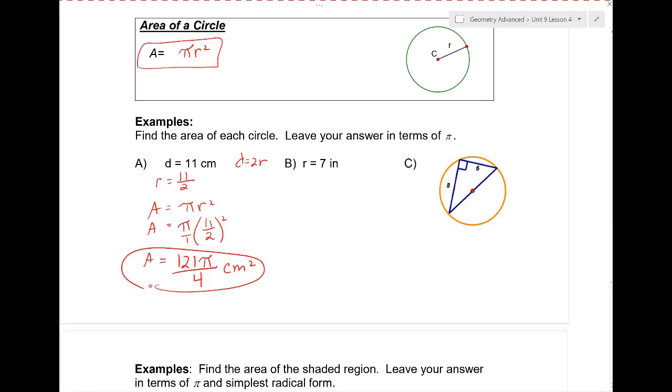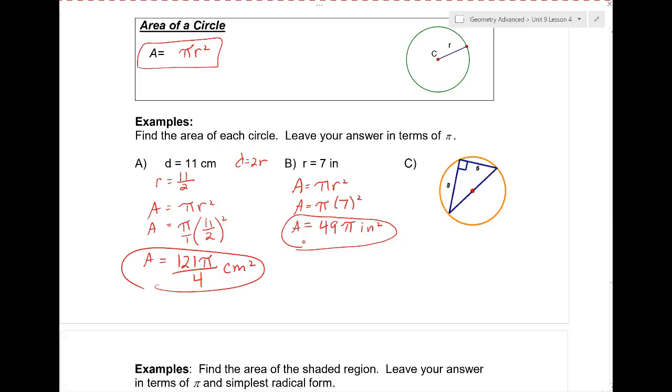The radius equals 7 inches. Well, that one's easy. Area equals pi times radius squared. Again, notice I'm just getting in the habit of using the parentheses every single time. And that turns into 49, because 7 squared is 49. Pi square inches. That's it. Don't overly complicate this stuff. Circles are easy until you see a problem like this next one.